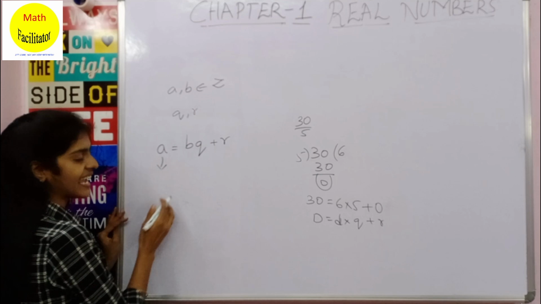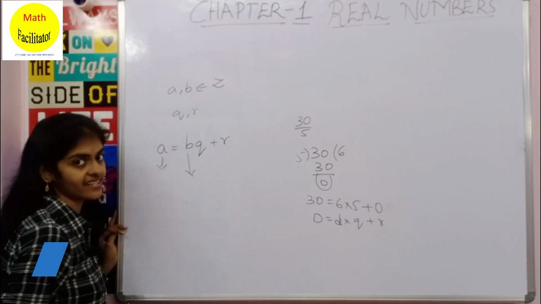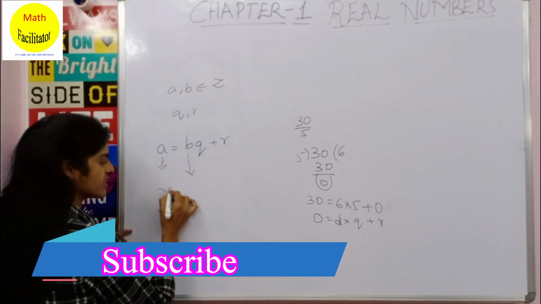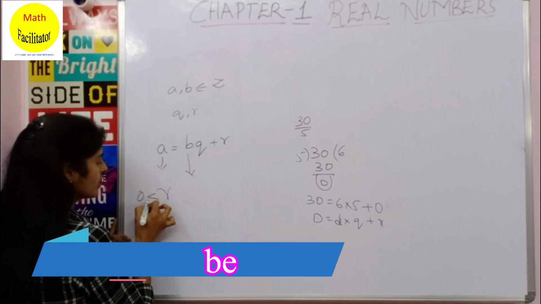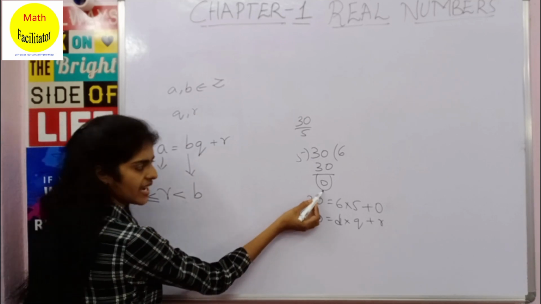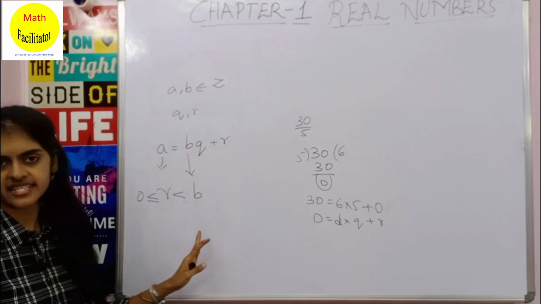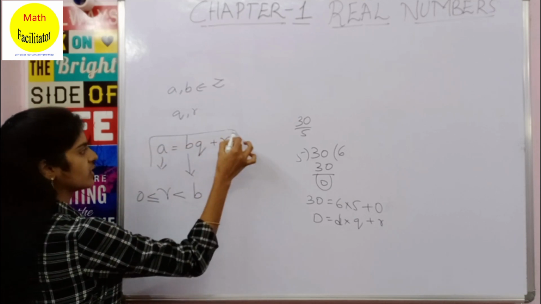This is dividend, A is dividend, B is divisor, Q is quotient and R is remainder. And always this remainder R satisfies 0 less than or equal to R less than B. So the remainder can be either 0 or it should be a number less than B, less than the divisor. Clear? So this is called Euclid's division lemma.